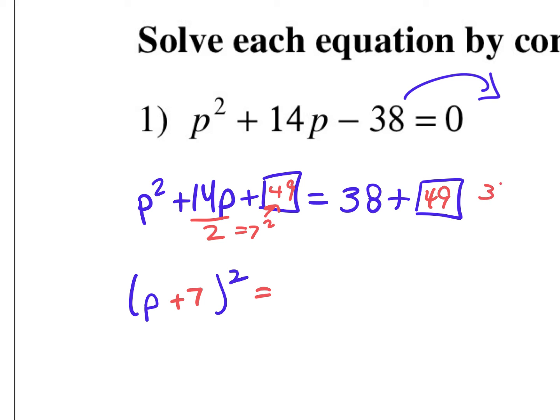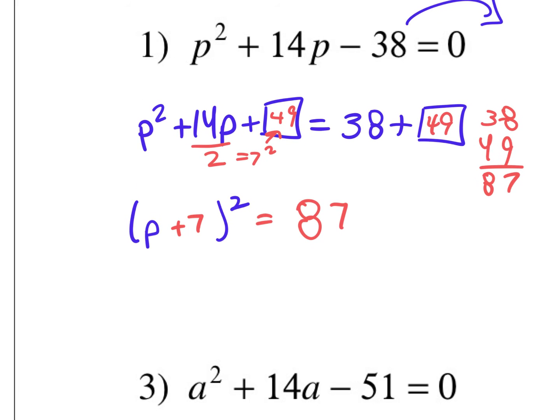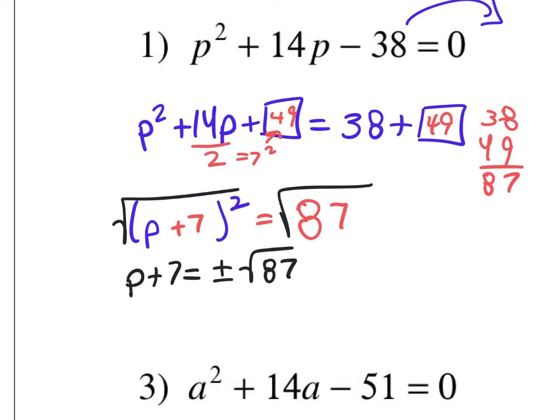So 38 plus 49, 87. Okay. Whoops. Skipped us up. 87. Last 2 steps are the exact same thing. What do we do? Take the square root. So I have p plus 7 equals what? Plus or minus. Very good. The square root of 87. And then? Subtract 7. Great. So p equals negative 7 plus or minus the square root of 87.